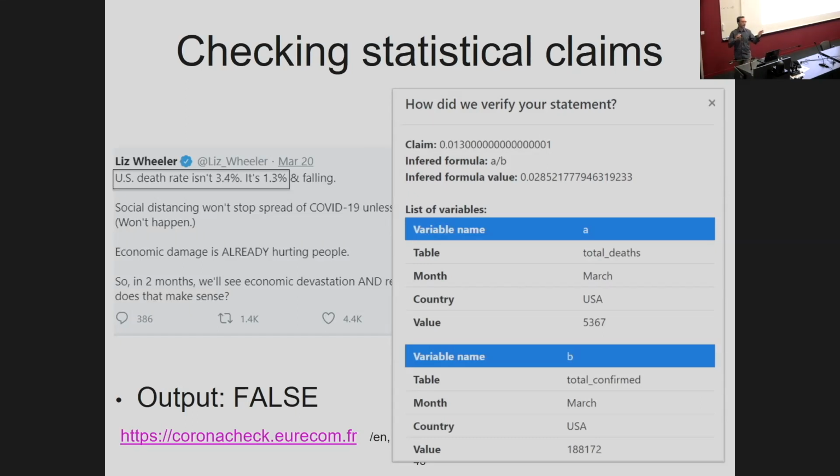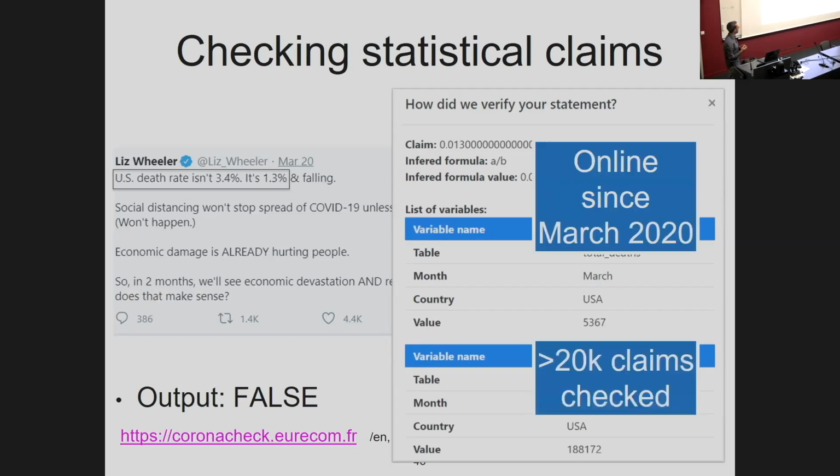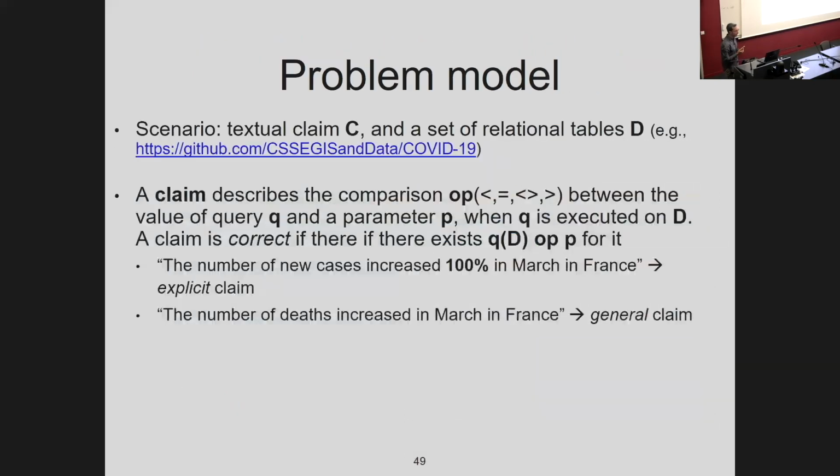Okay, so we're basically unwrapping the query and telling them, given this evidence, given this operation, I get 2.8, which is different from 1.3, so we believe it's false. Okay, so this has been online for quite some time, and we had more than 20,000 people using it. So we have quite some experience on this.